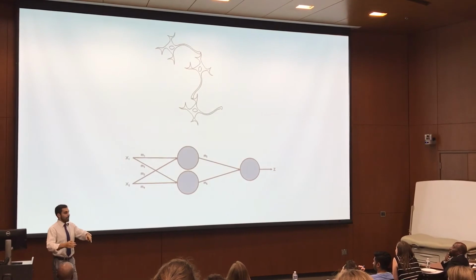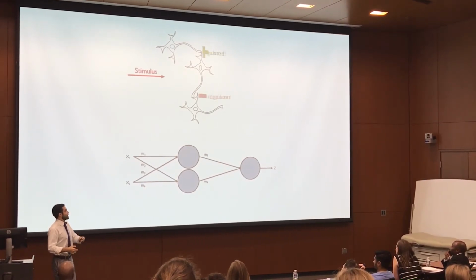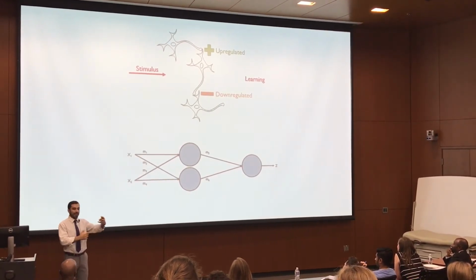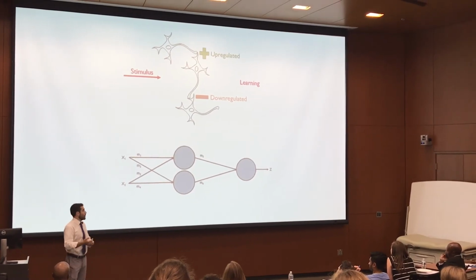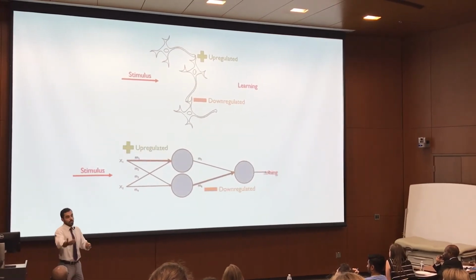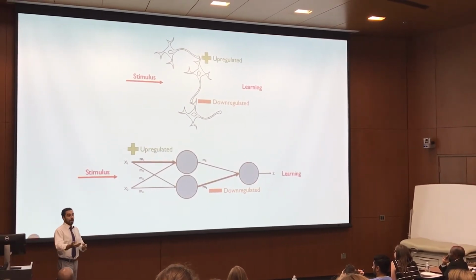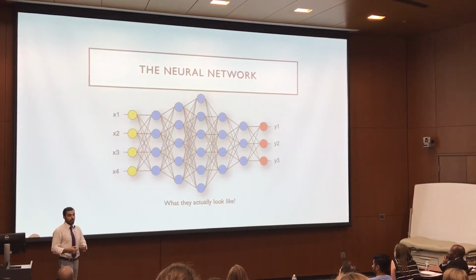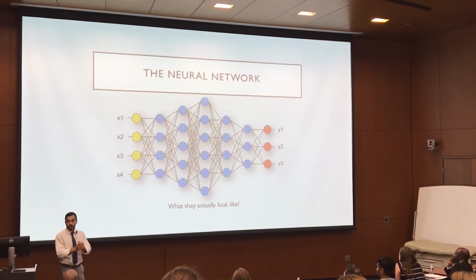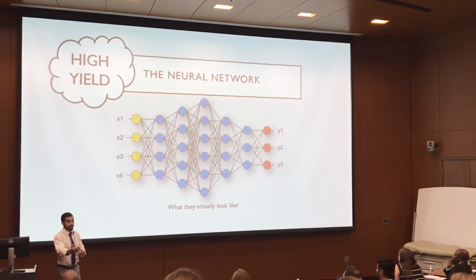Just like our brains learn by altering connections between biological neurons, our computers learn by altering connections between computational neurons. So it's easy to see why these networks are called neural networks. They're the most medically relevant machine learning model, very high yield, and we'll see why in a second.